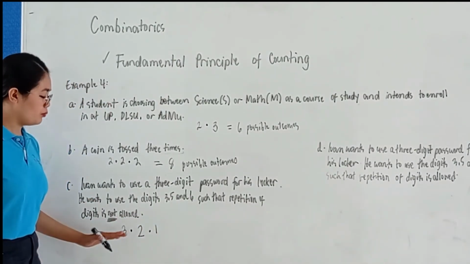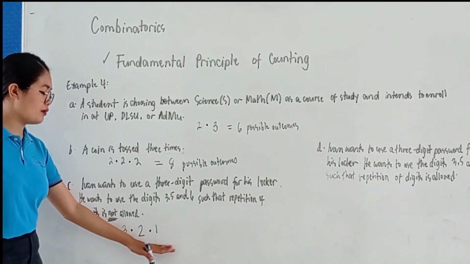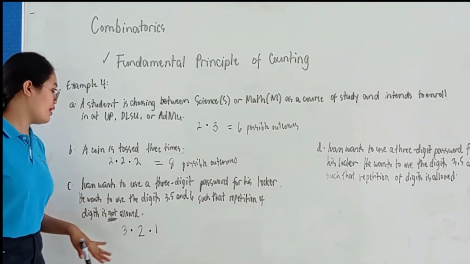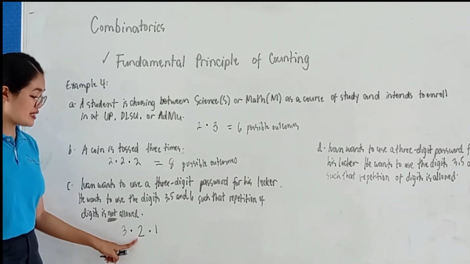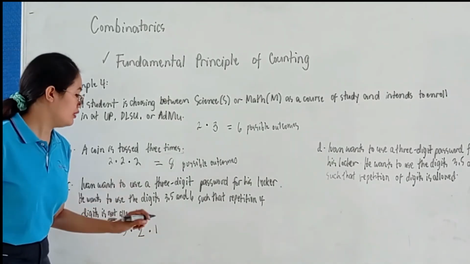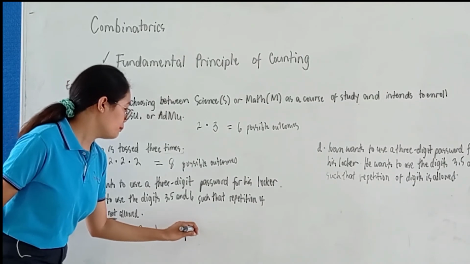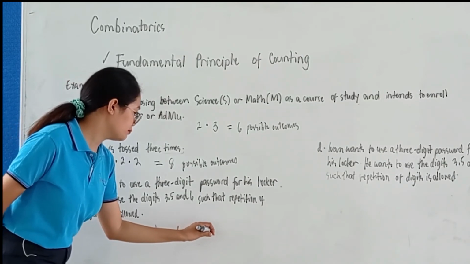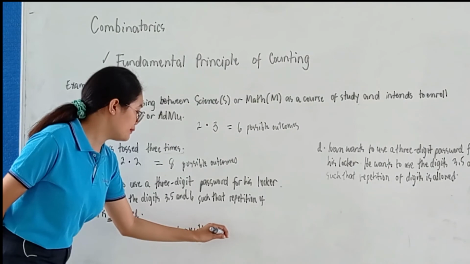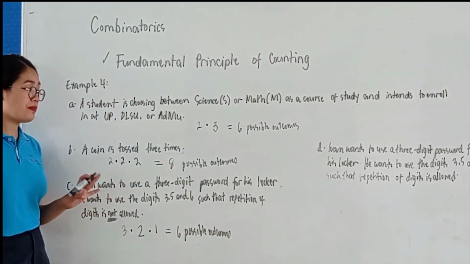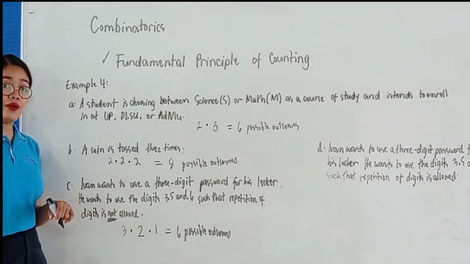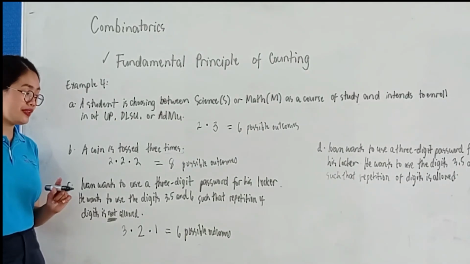Okay? So multiplying these possible outcomes for each step, we have 3 times 2, that's 6, times 1 equals 6. So 6 possible outcomes. There will be 6 possible 3-digit passwords for this locker where a digit will not be repeated.